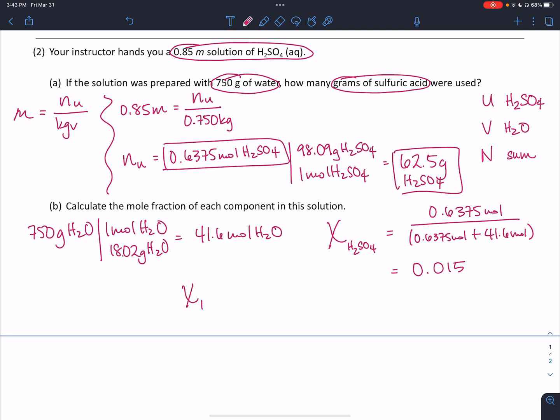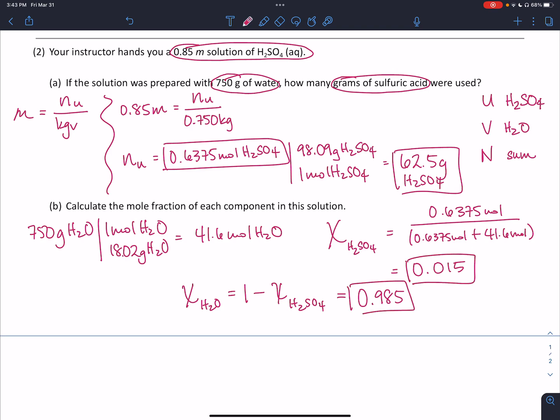Now I'm going to use my shortcut this time. The mole fraction of water is going to be equal to 1 minus the mole fraction of sulfuric acid. So that means the mole fraction of water is going to be equal to 0.985. And so I have both of my mole fractions.